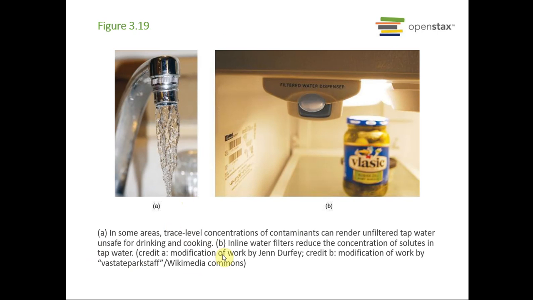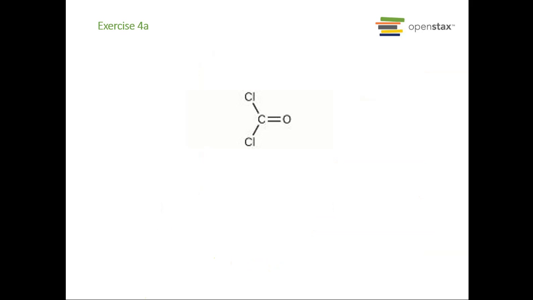These parts per million and parts per billion are used to measure trace level concentrations of contaminants, which in this case could render unfiltered tap water unsafe for drinking and cooking, which can sometimes be remedied by inline water filters to reduce the concentration of solutes in the tap water. And that is the end of that.